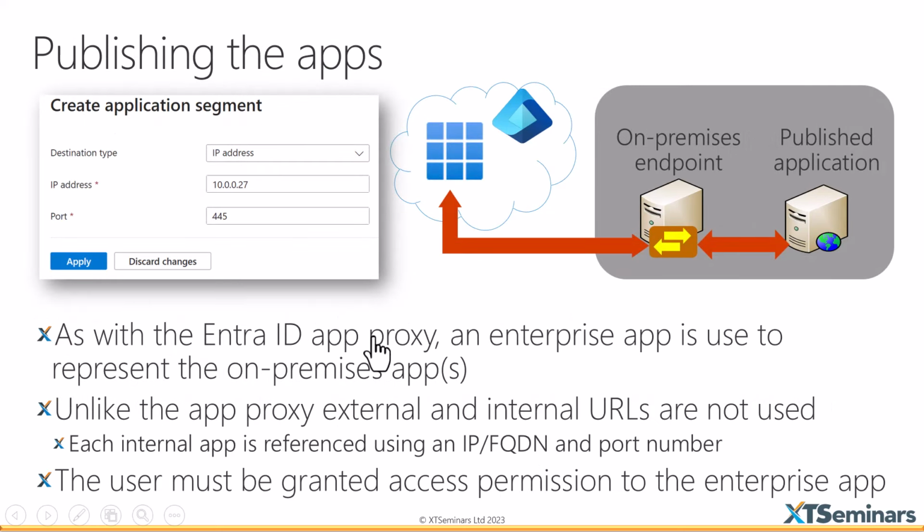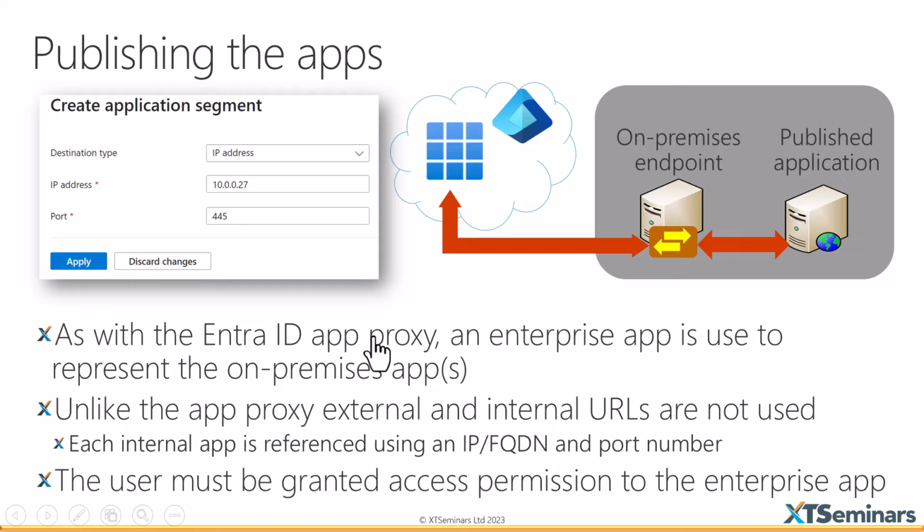How do we publish an application? Very easily. We basically create an application segment which has a destination type, which could be an IP, a range of addresses, or a fully qualified domain name. And then we specify a port. It's effectively using the application proxy connector. Now, if you're familiar with the application proxy connector, what you'd normally do is have an external URL. You don't have that anymore. This is basically published and known about by the security service edge.